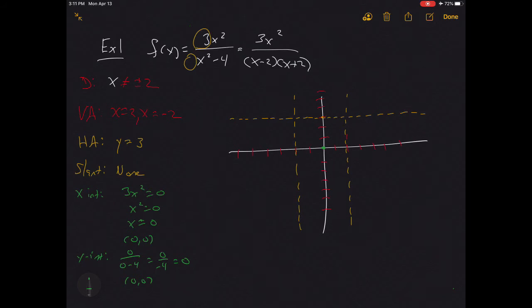Let's plug in x equals 1 and see what happens there. If I plug x equals 1 into my function, f of 1 is going to give us 3 over 1 minus 4, which is negative 3. 3 over negative 3 is negative 1. So if I plug in positive 1, I get out negative 1 for a point.